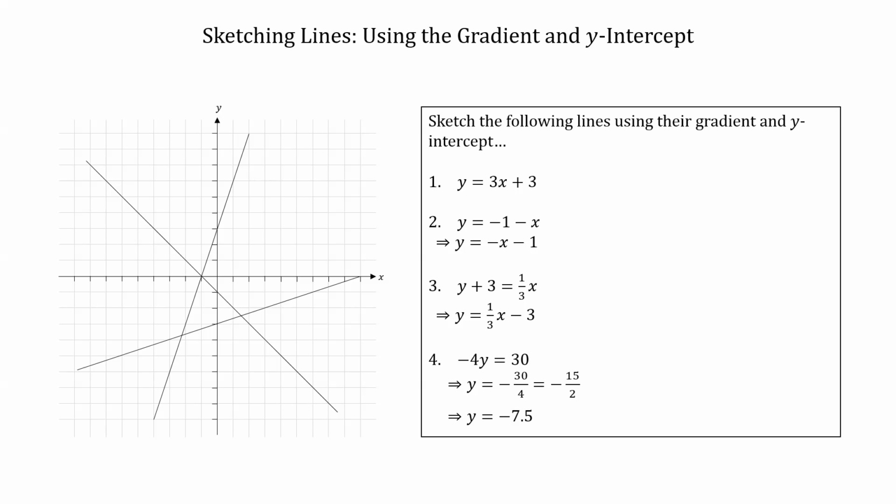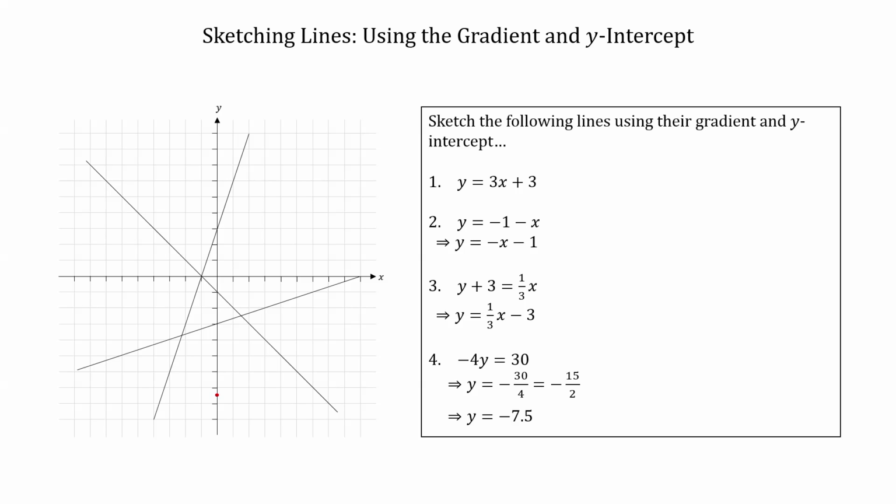So y equals minus 7.5. That's minus 15 divided by 2. So this looks a bit strange at first. Essentially, we don't have an x term, which means that it's the same as saying 0 times x. So the number in front of the x is 0, which means the gradient is 0. And the y-intercept is minus 7.5, because that's the number being added on.